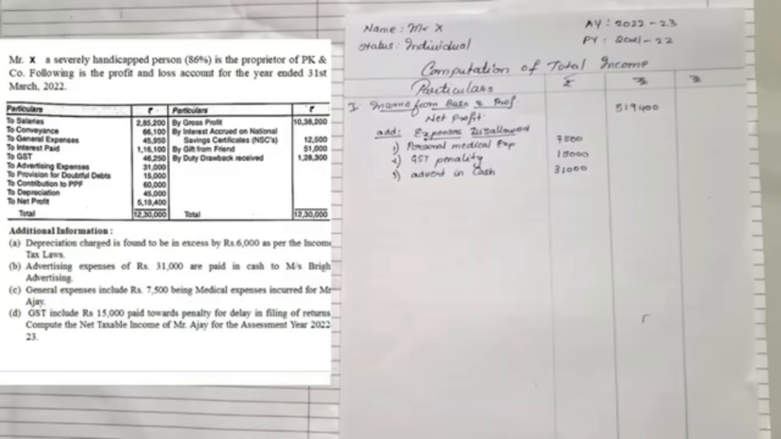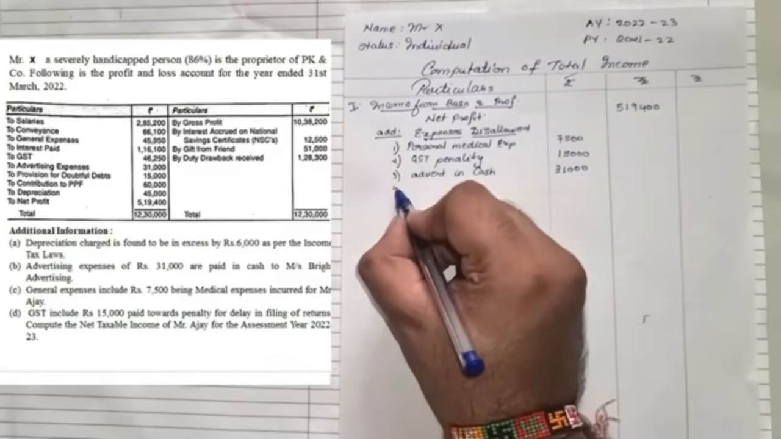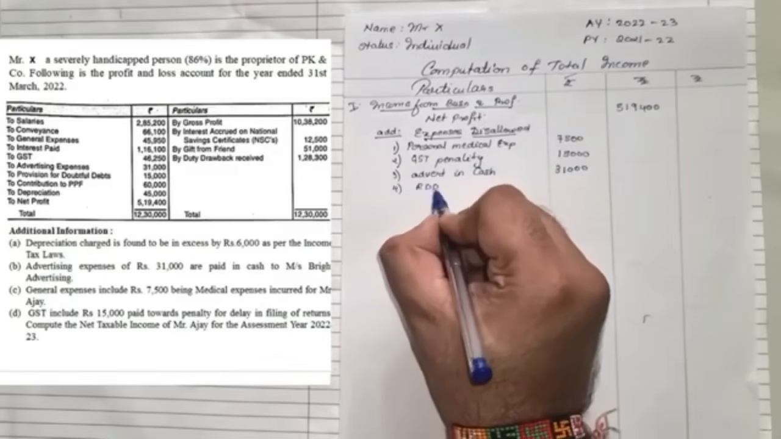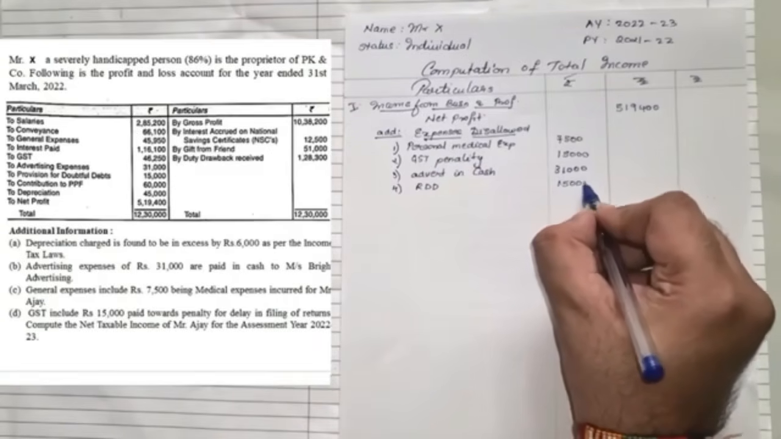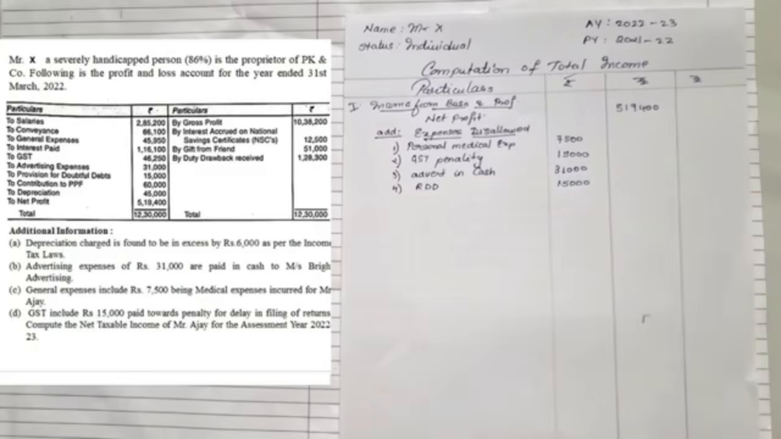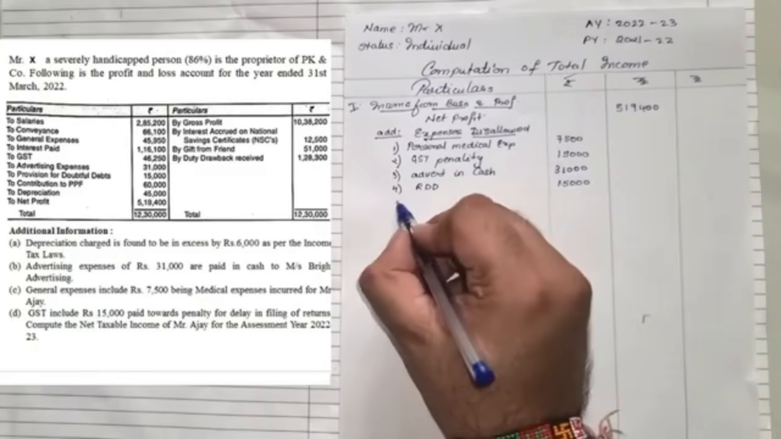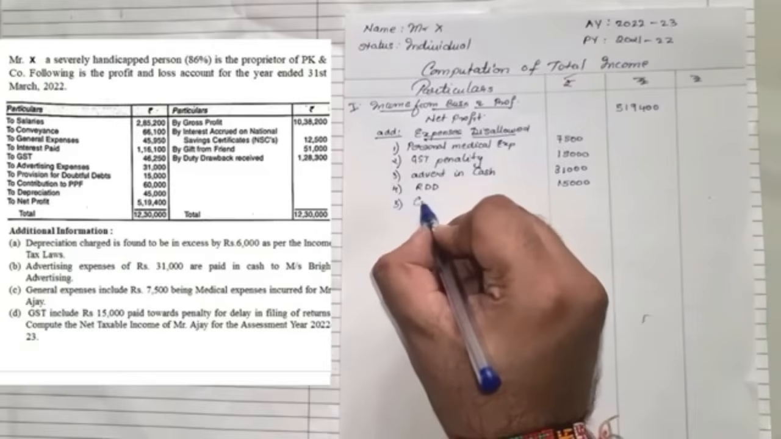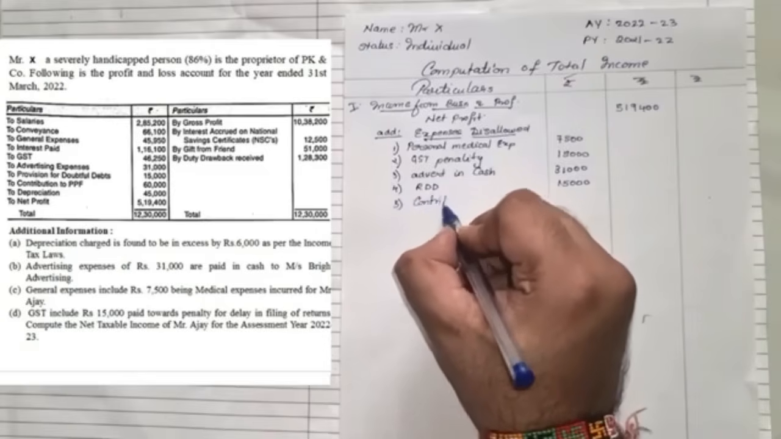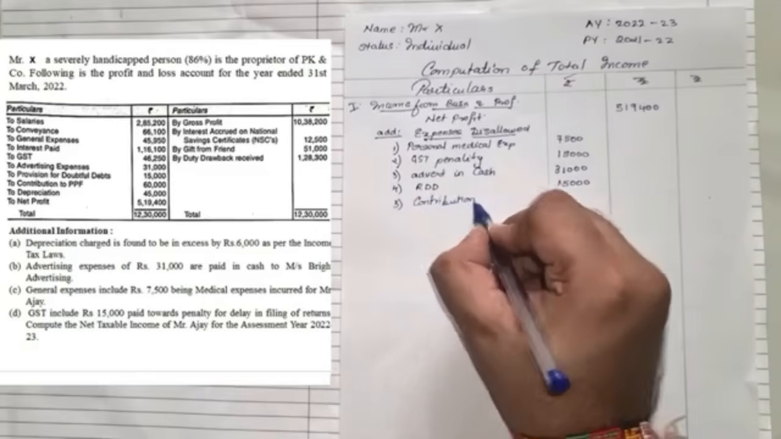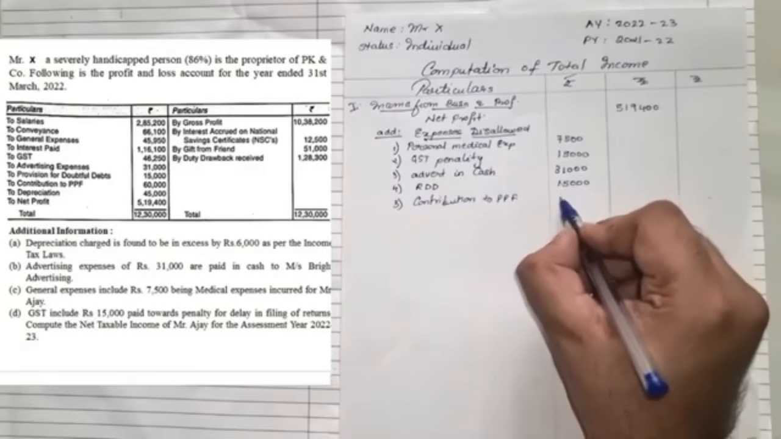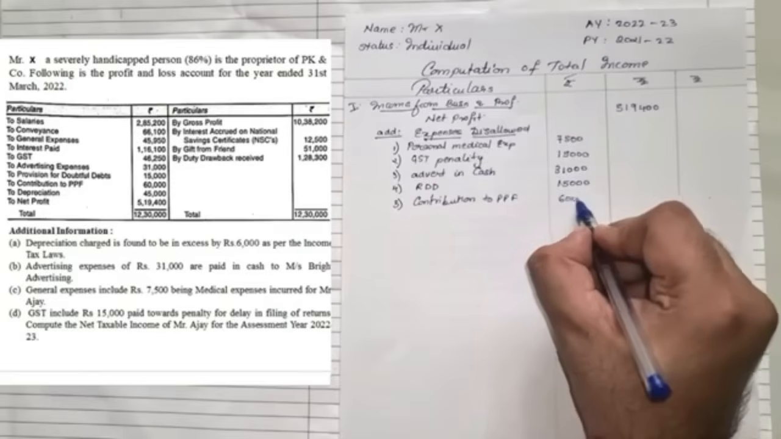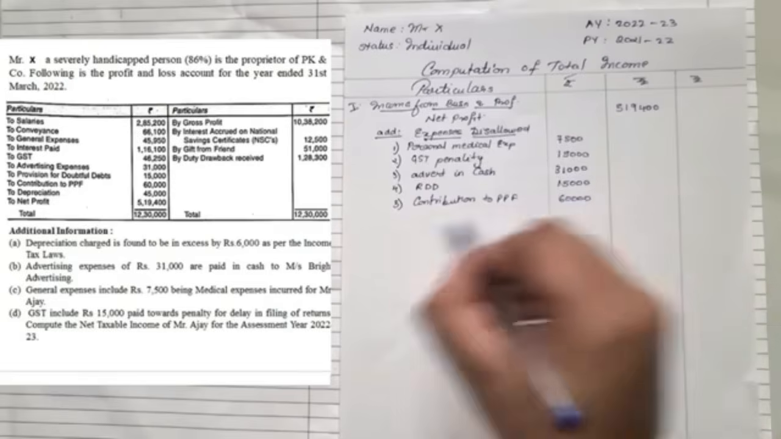The next is provision for doubtful debts, RDD. Remember, bad debts is an expense. The provision for RDD or reserve for doubtful debts is not an expense. It is disallowed. Contribution to PPF is an investment, so that is again disallowed. So contribution to PPF is completely disallowed, which amounts to 60,000.